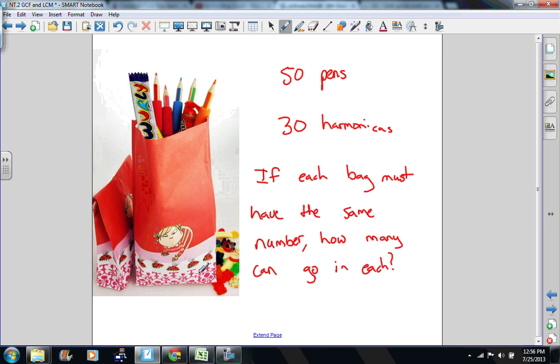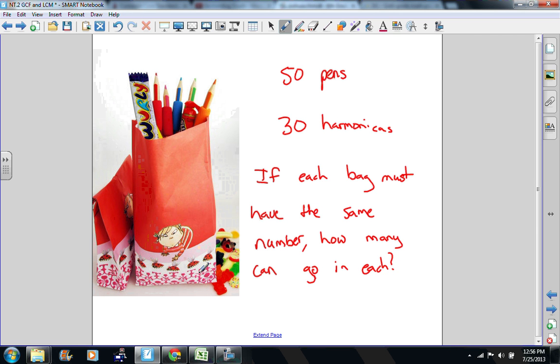So for the sake of shortening up the time, we have a quick little story problem here. We want to make a bag for a party favor. We're having friends over for a birthday party. We want to be able to give them a cool little bag for artsy stuff. In order to do that, though, and to make it fair, we want to have the same number of pens and the same number of harmonicas in every bag.